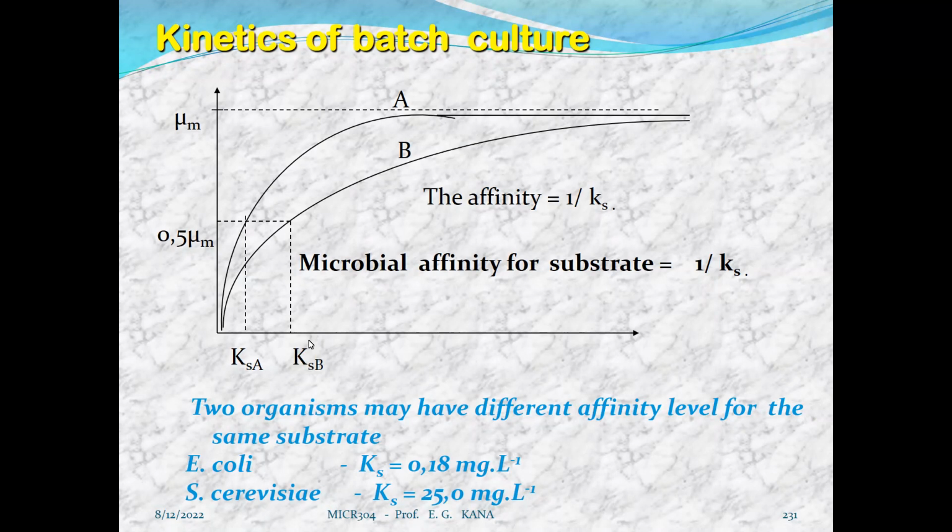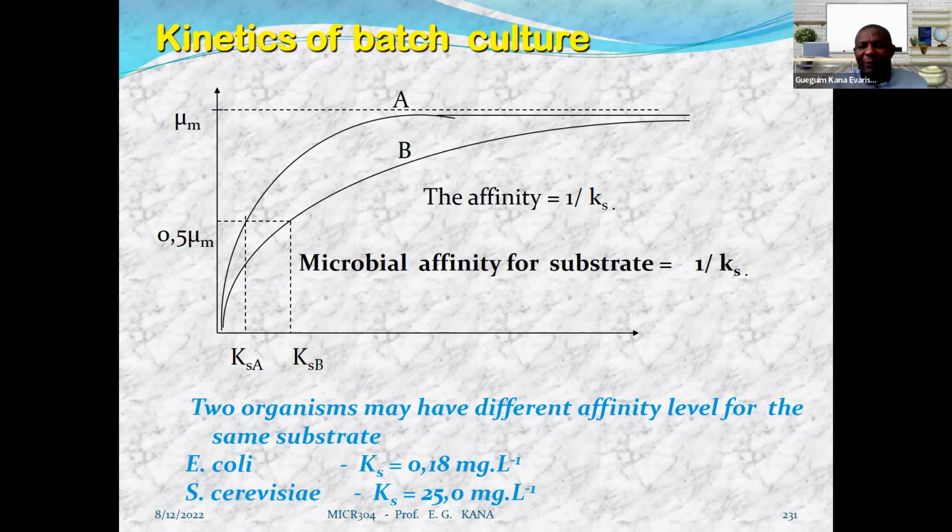Obviously, E. coli, right? It is E. coli, because if you work out the reciprocal 1 over KSA, it will be higher than 1 over KSB. Therefore, E. coli has higher affinity compared to Saccharomyces cerevisiae in this case. Okay, we all agree with that. In this case, the organism with higher affinity will be E. coli compared to B.